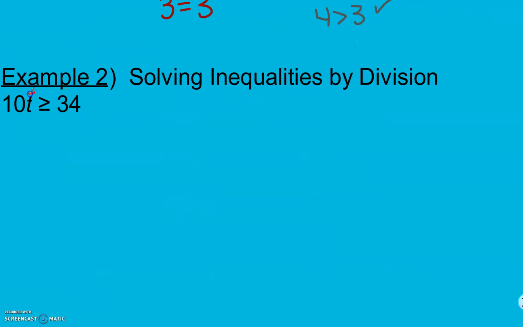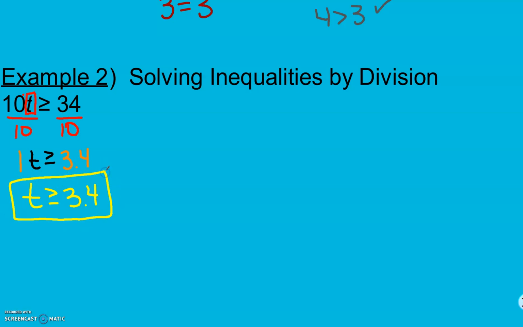In example 2 here, t is being multiplied by 10. We get rid of multiplication by dividing by 10. And whatever I do to one side, I have to do to both. 10 divided by 10 is just 1. 34 divided by 10 is 3.4. And I still have that 1 times my t, and my inequality hasn't changed either. 1 times t is itself, so I get t is greater than or equal to 3.4. And again, because we divided by a positive number, our inequality stays.